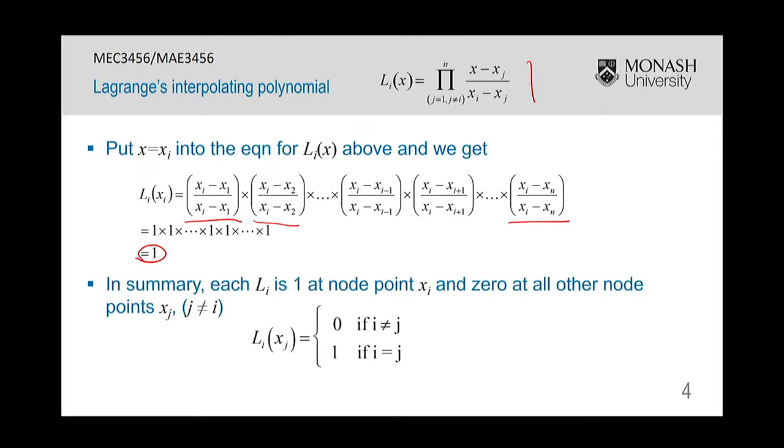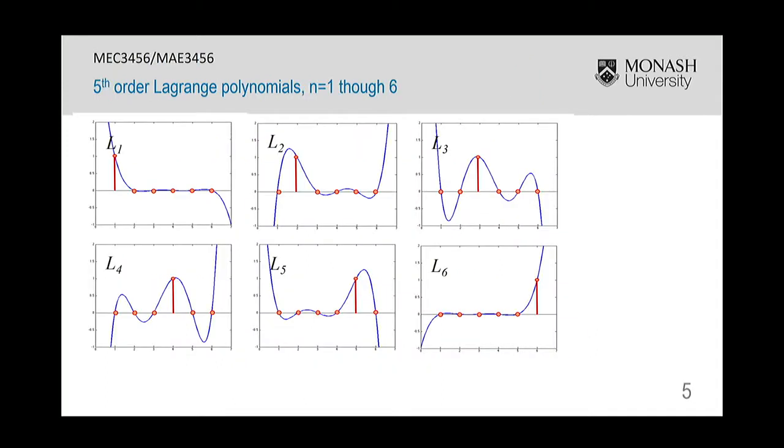So in summary, each Li is 1 at node point xi, and 0 at every other node point, xj. So we can write that in shorthand notation like this. Li of xj is equal to 0 if i is not equal to j, and it's equal to 1 if i is equal to j. Okay, so we're getting partway there to understanding why this thing might work.